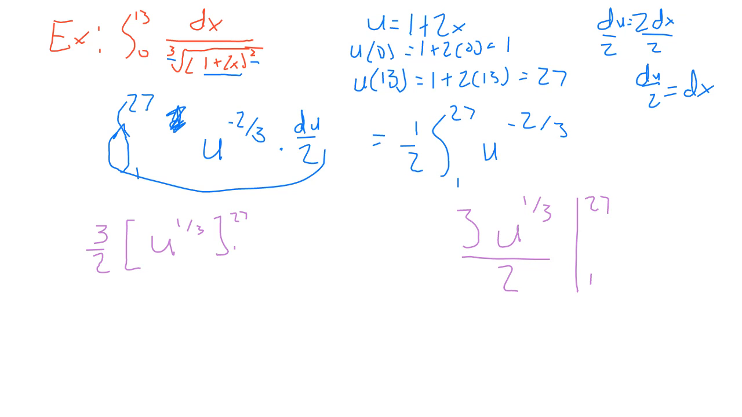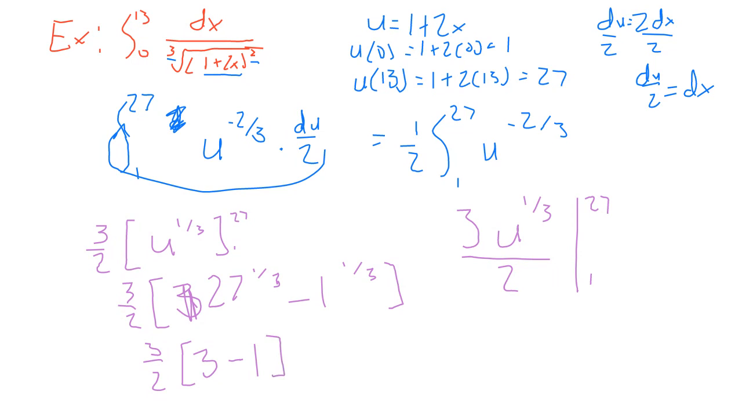So if we have 3/2 times the cube root of 27, it's going to just be 3. Or let me go ahead and just plug it in so we can see. 27 to the 1/3 minus 1 to the 1/3. Cube root of 27 is 3. Cube root of 1 is 1. So we get 3/2 times 3 minus 1, which is 2, which brings us just to 3.